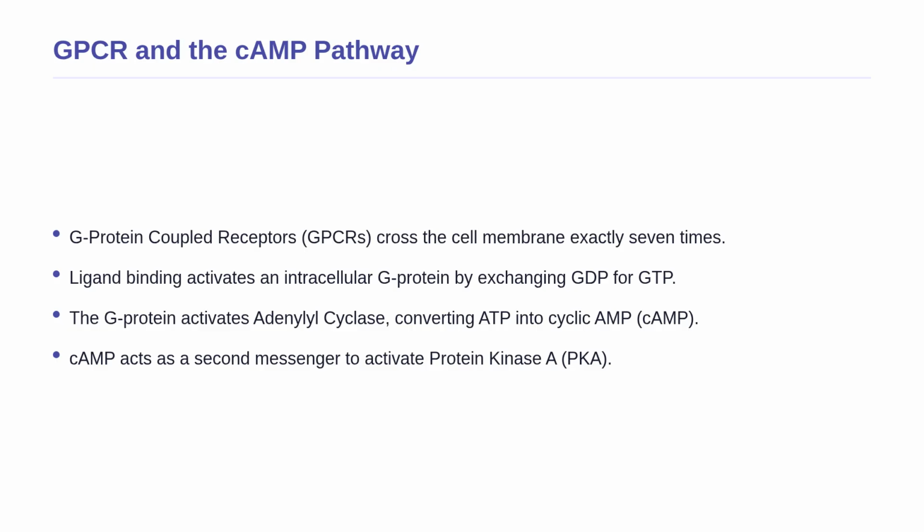When a hormone binds to the outside, the receptor activates an internal G protein by exchanging GDP for GTP. This activated G protein then stimulates an enzyme called adenylyl cyclase, which produces cyclic AMP. This cyclic AMP acts as a second messenger to flood the cell and activate protein kinase A. This pathway is fundamentally important because it controls almost every aspect of human physiology, including your fight or flight response to adrenaline.